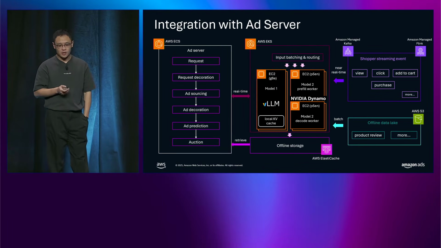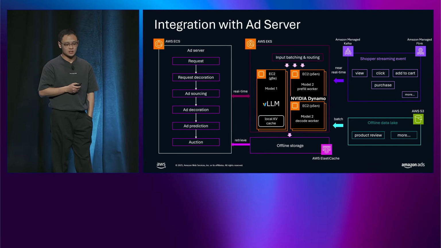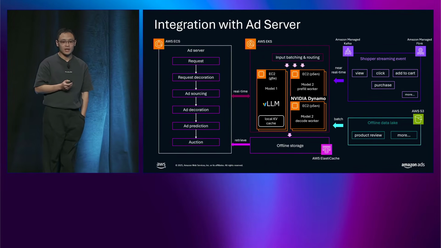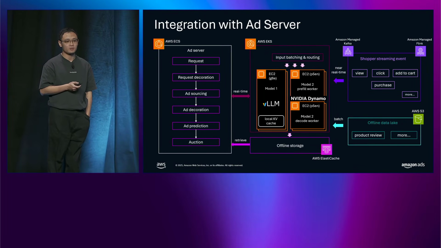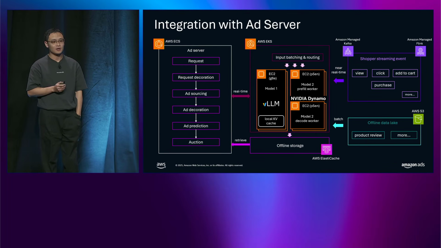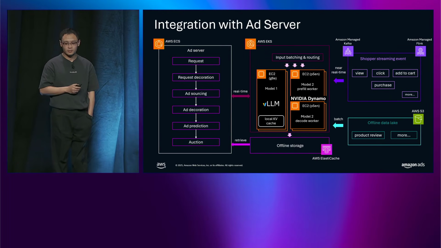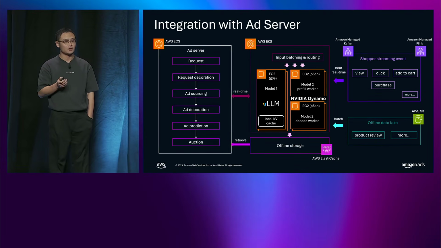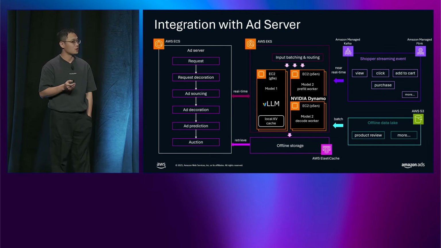Let's also talk about how holistically this system integrates with other parts of its ecosystem. It provides a lightweight Java client for the ad server to make direct synchronous calls for real-time inference. It also allows streaming pipelines to invoke it for near real-time inference. Shopper streaming events, including view, click, add to cart, purchase, flow into a Kafka and Flink managed streaming pipeline, which makes asynchronous calls to the LLM endpoint using the same Java client.